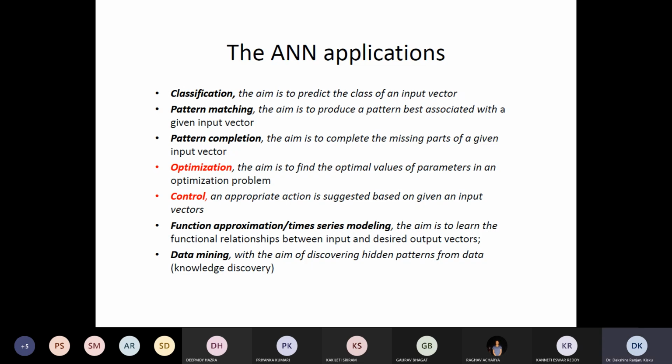We can also apply artificial neural networks in data mining. It aims to discover the hidden patterns from the given data, which is also called knowledge discovery. So we can also apply artificial neural networks for knowledge discovery from the given set of data.